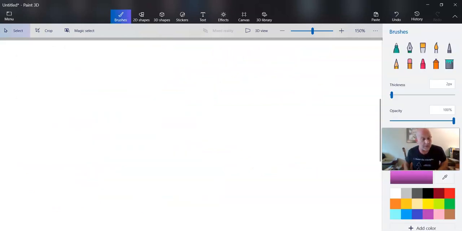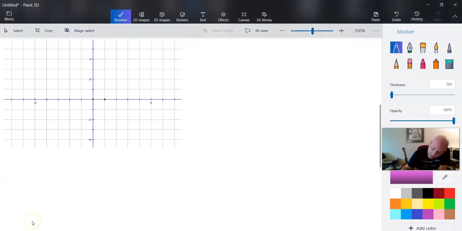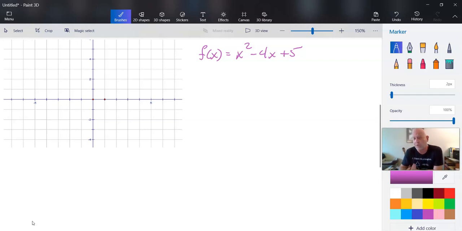There we go. And okay, so let's go ahead and take a look at one of these in quadratic form. So we have f of x is equal to x squared minus 4x plus 5. Now, I want to point out something. It's not going to be the way we're going to do this, but when you have something that's in quadratic form, oftentimes it's a lot easier to graph it when it's in the standard form or the vertex form. So completing the square is the process that you use to go from one form to the other.